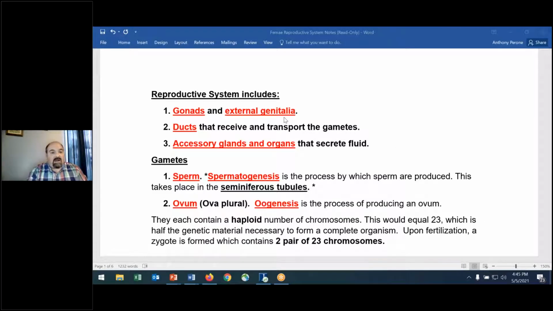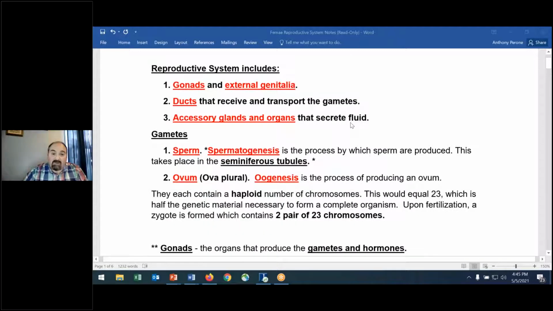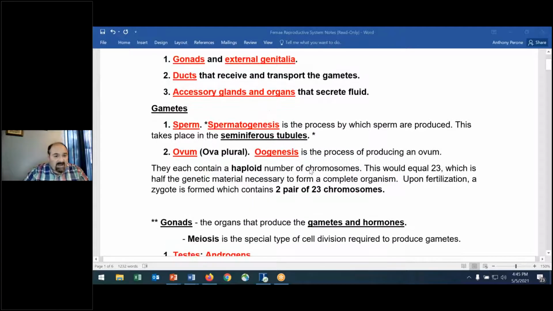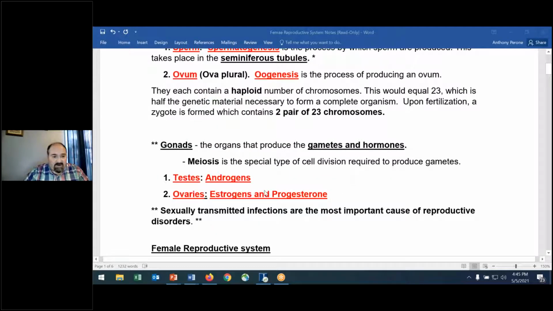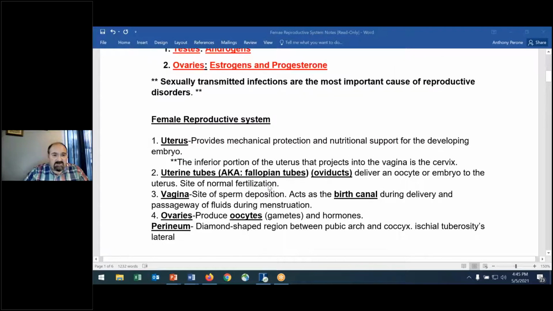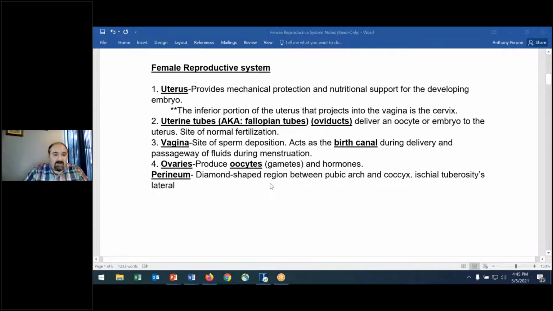So we're looking at the reproductive system notes. For both male and female, I posted this information for you regarding the terms: gonads, gametes and such. The gonads, we know, refer to the ovaries and the testes, right? Producing the gametes, the sex cells, the sperm and the ovum. We're going to be talking now in particular about the female reproductive system. We talked about haploid and diploid already, as well as the male reproductive system. So now let's move on into the female reproductive system.